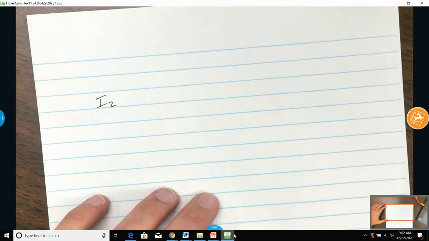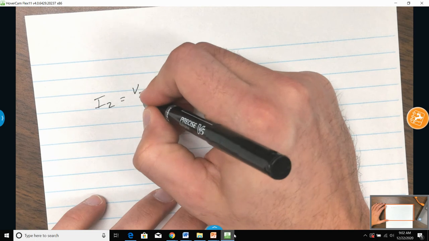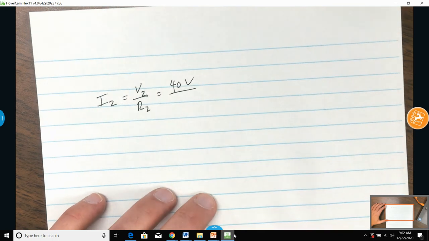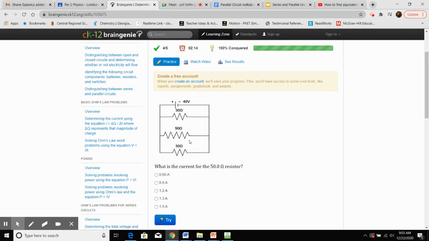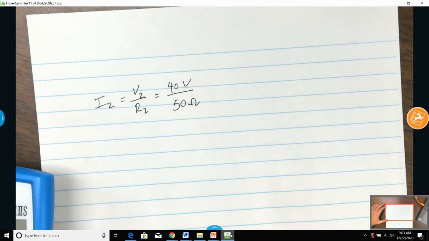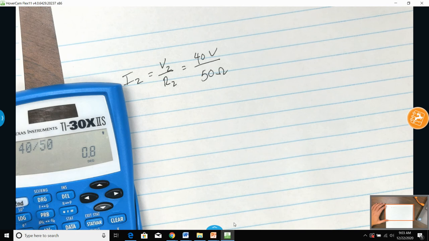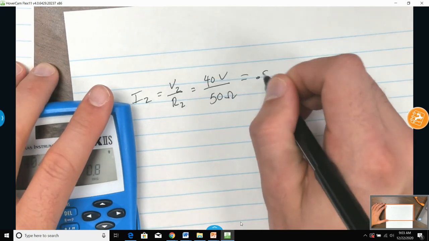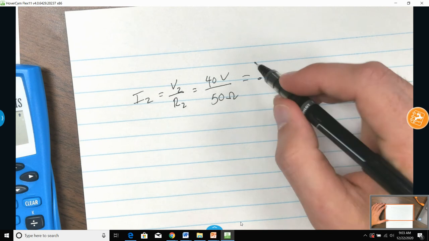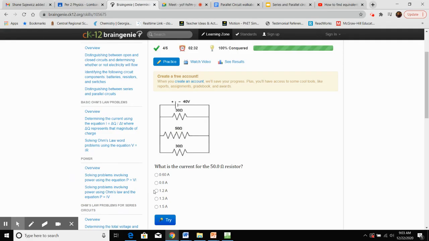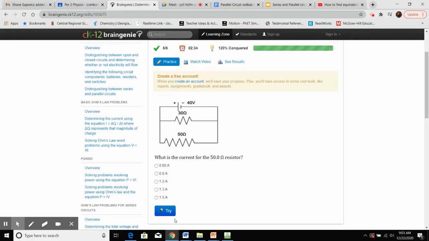Okay. So if we wanted to know the current going through resistor 2, all right, using the triangle, we would do V2 over R2. We already know this is 40 volts. And what was R2? R2 is 50. So we're going to do 40 over 50. And you can just throw it into the calculator. And that's 0.8. And all right, that would be amps for current. And so let's see if we get it right. Hell yeah.